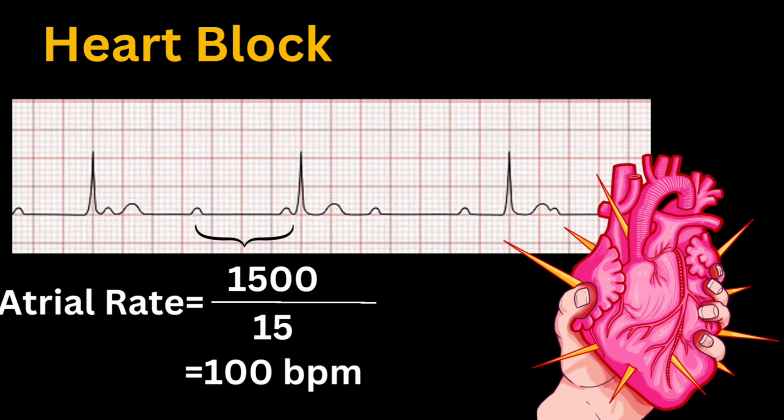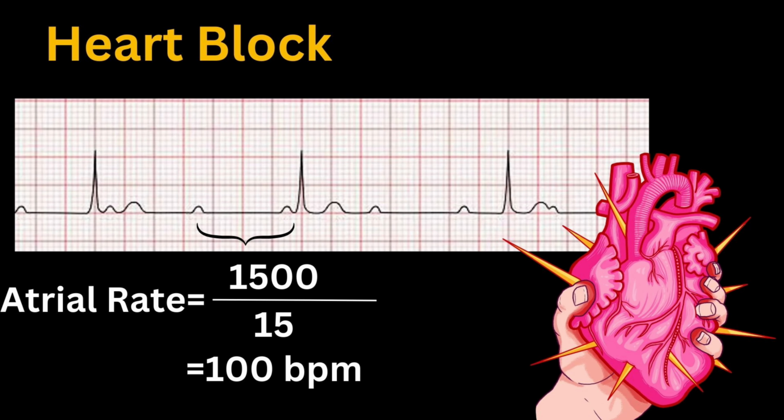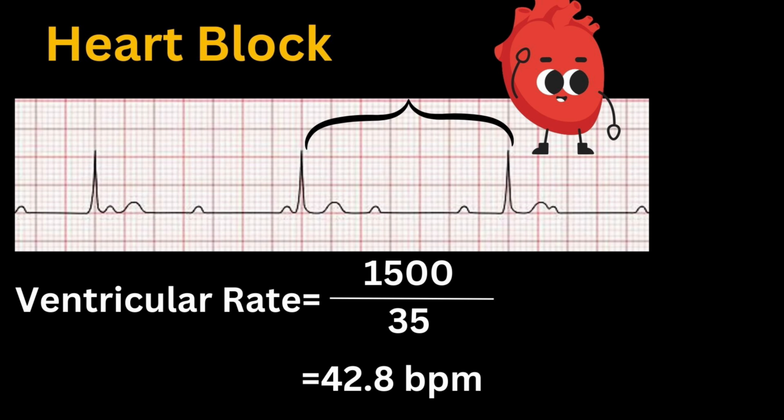We'll calculate the atrial rate separately. Atrial rate: 1500 divided by 15. Now between these atria, you calculate the number of small boxes, 1 and 2, and almost 3 large boxes. Each large box contains 5 small boxes, so 3 multiplied by 5 is 15. 1500 divided by 15 is equal to 100 beats per minute. So the atria are contracting at a rapid rate of 100 beats per minute, and the ventricles are even slower, 42.8 beats per minute.